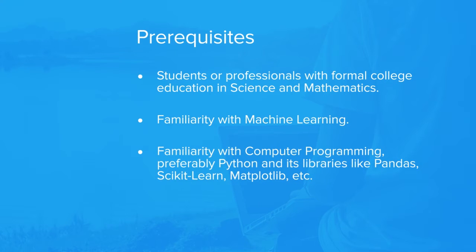For this course, you'll need to have a formal education in science and mathematics. Most importantly, you'll have to have a background in machine learning. You must have done a couple of courses before you attempt. This is sort of a last course that we'll do for the machine learning track. And of course, for implementation, you'll need Python and its associated libraries.